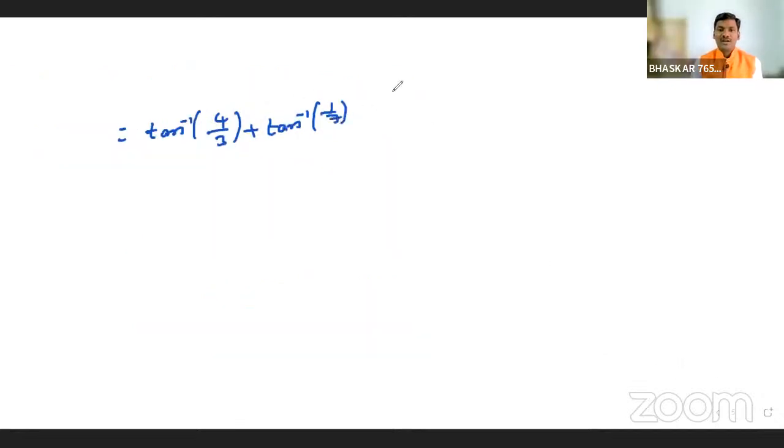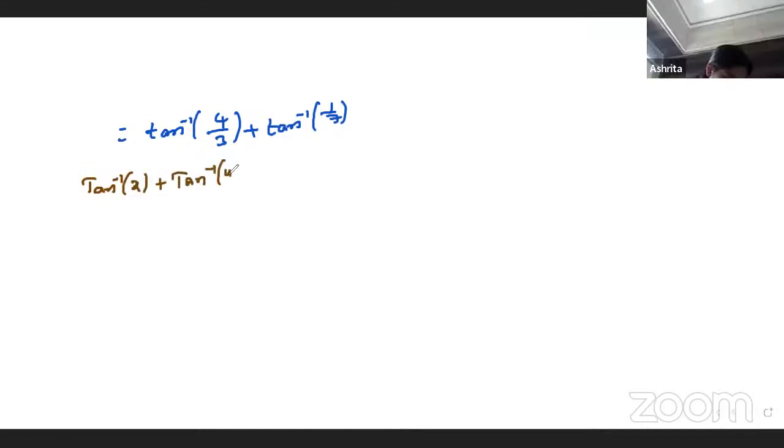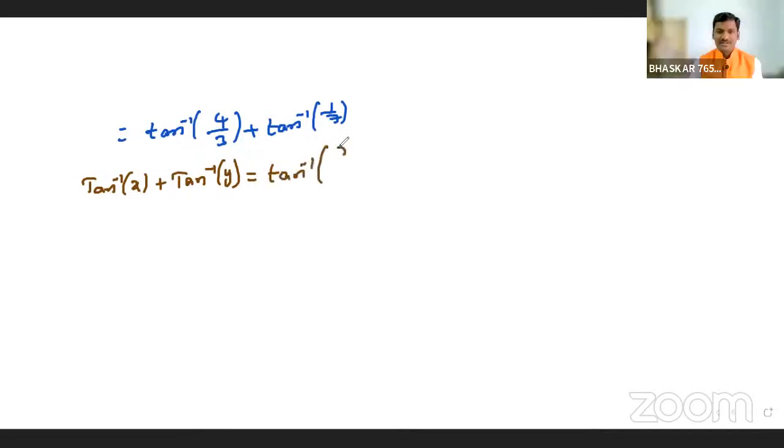Now the formula again. What is the formula? Tan inverse of 4 by 3 plus 1 by 7 by 1 minus 4 by 3 into 1 by 7. Very good. Tell me the formula once. Tan inverse x plus tan inverse y is equal to tan inverse of x plus y divided by 1 minus xy.